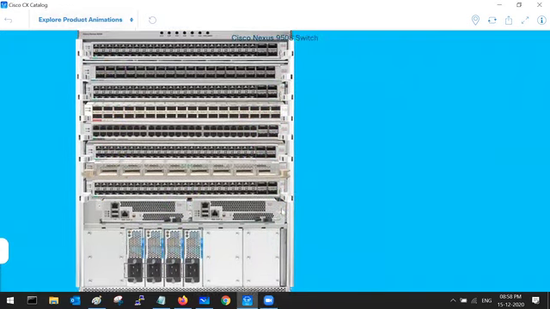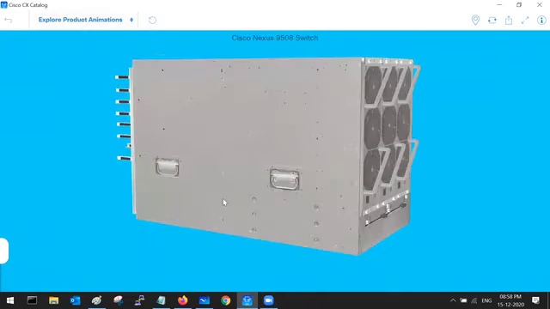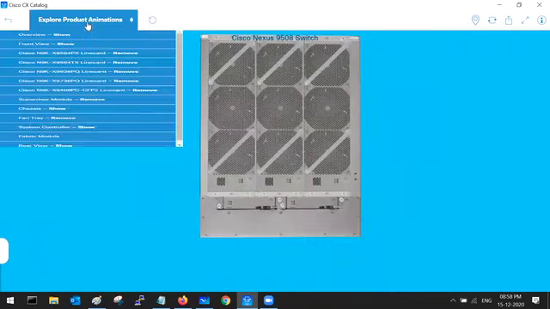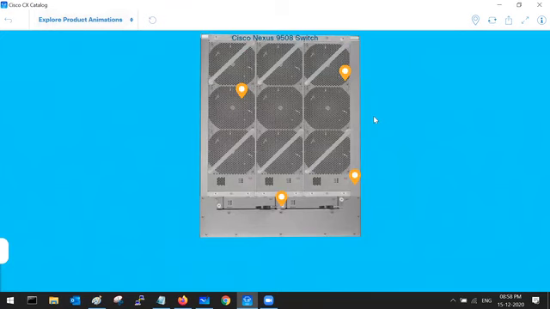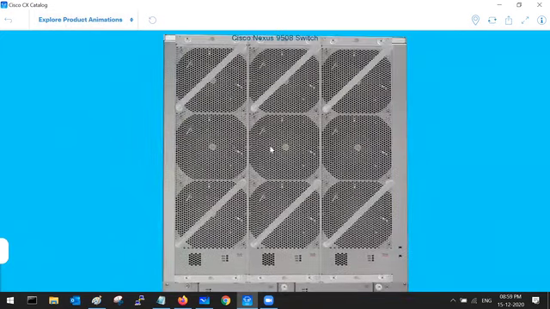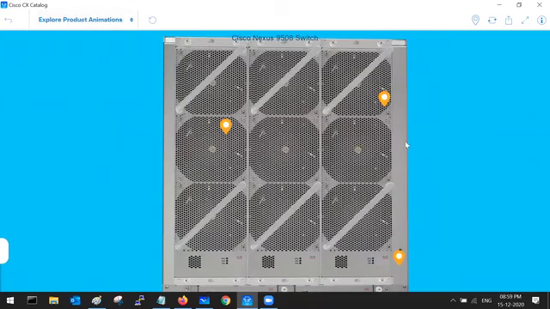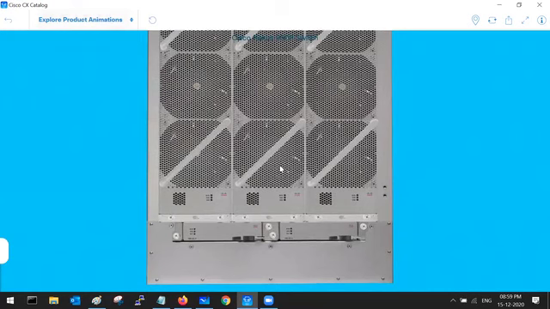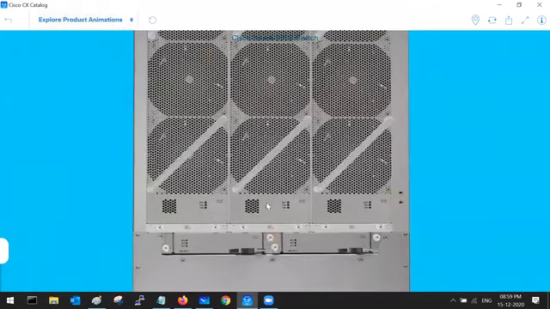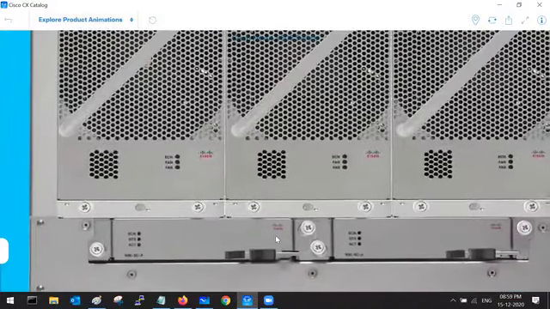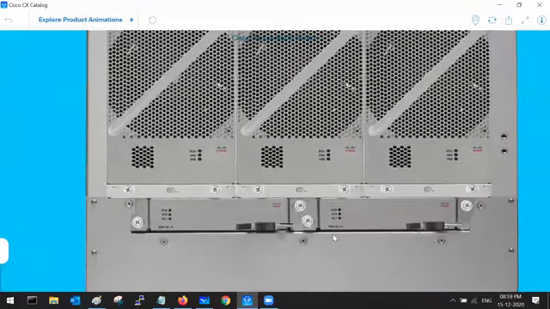And then in the rear of the chassis, you are going to see the fan trays. And behind each fan tray, you're going to see the fabric module. So just like Nexus 7000, here also we have got 6 fabric modules, two fabric modules behind each fan tray, right? And then in addition to fabric modules, IO modules, and supervisor modules, one additional hardware we have is system controller.